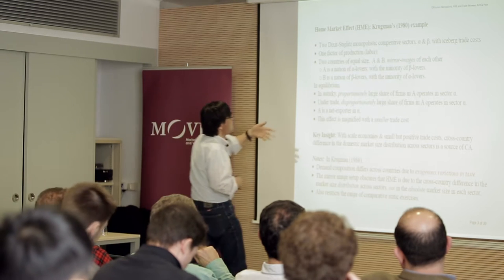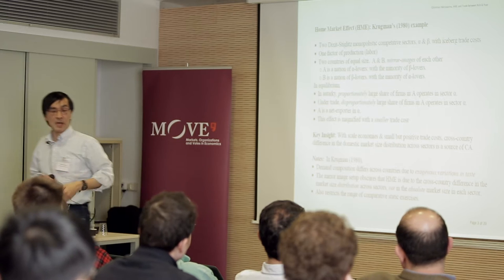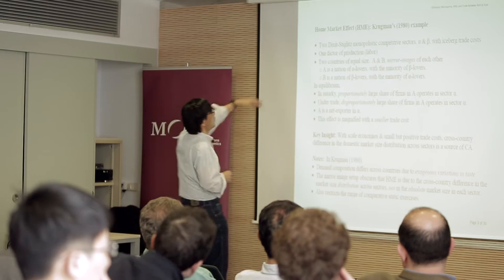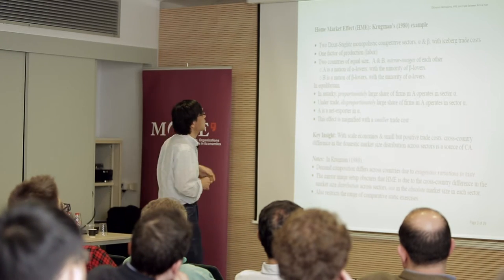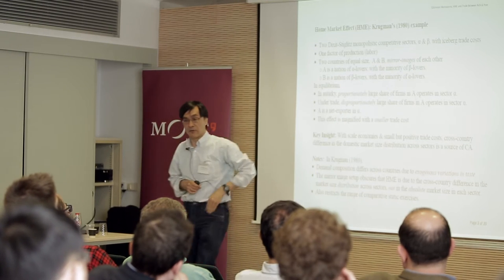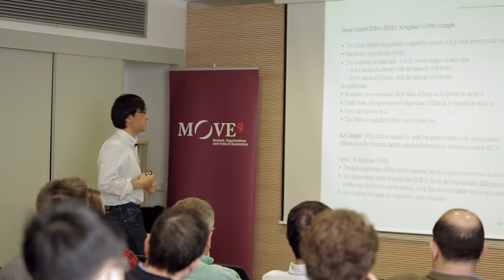And country B is a nation of wine lovers, but with a minority of beer lovers. Okay? And then what he did was make the mirror image assumption, in the sense that the share of alpha lovers in A is equal to the share of beta lovers in B. So they are not the same, but they're mirror images of each other.